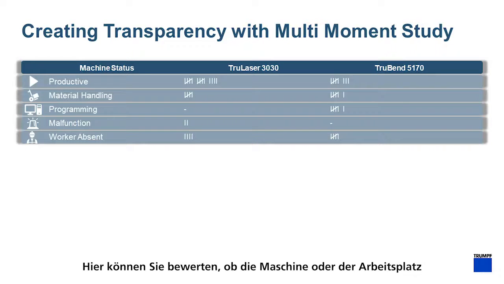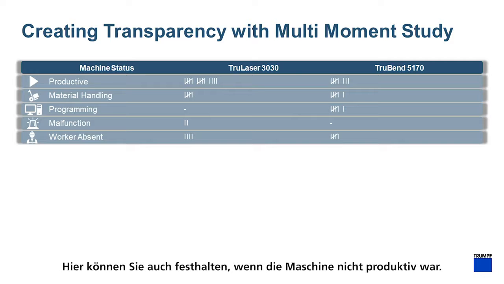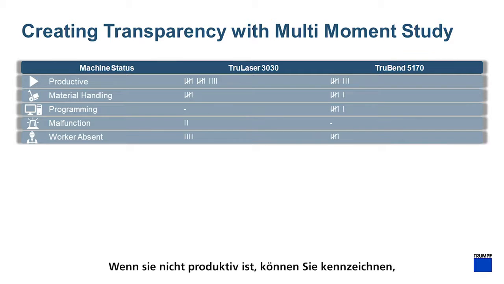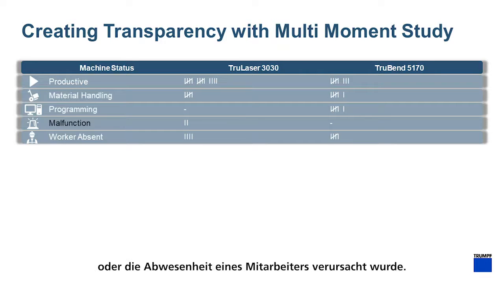Here you can mark whether a machine or a workplace is productive or not. In this case, we have the TruLaser 3030 and the TruBend 5170. You can also mark whether the machine was not productive. If it's not productive, you can also mark whether this was caused because of material handling, of a malfunction on the machine, or because the worker was absent.